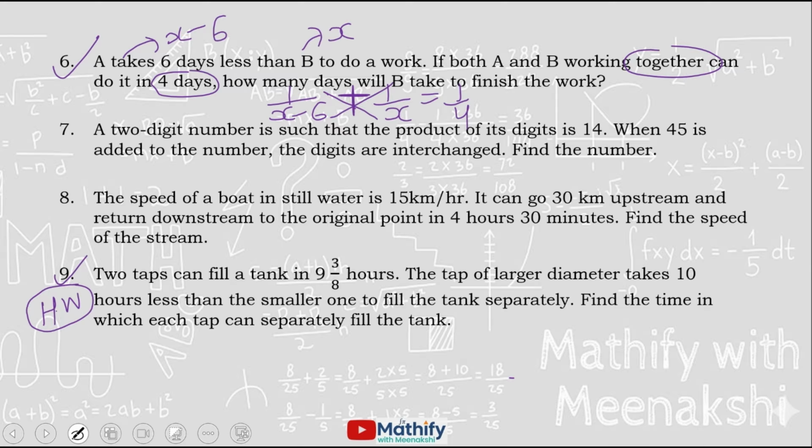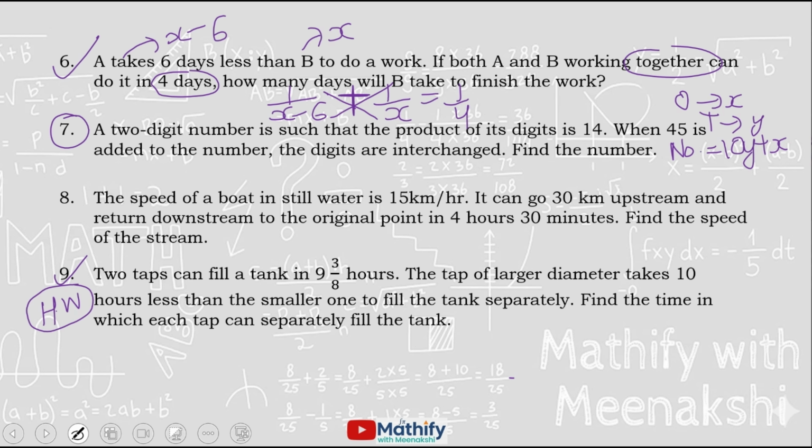Let's move to the seventh word problem. It's also important because it's about interchanging the digits. Let's take the ones digit to be x and the tens digit to be y. So what's your number then? Your number is 10y plus x, because you have to multiply the tens digit y by 10 and the ones digit by 1. So the number is 10y plus x.